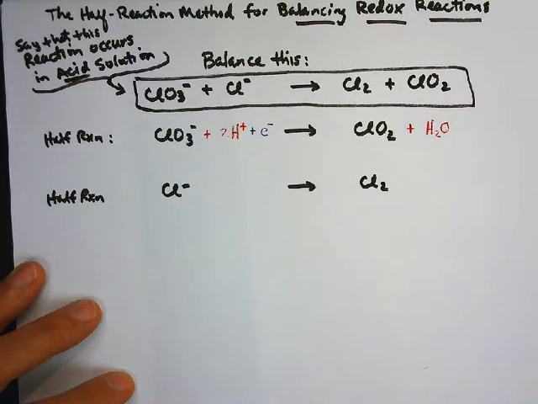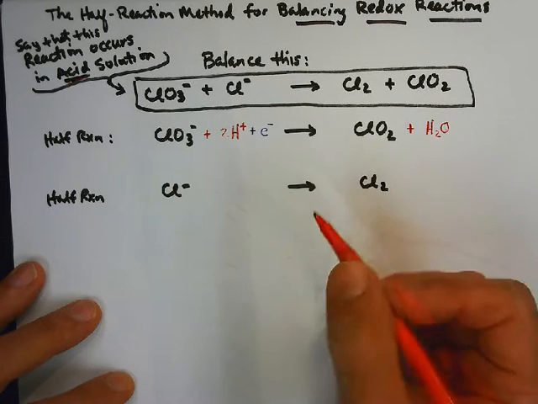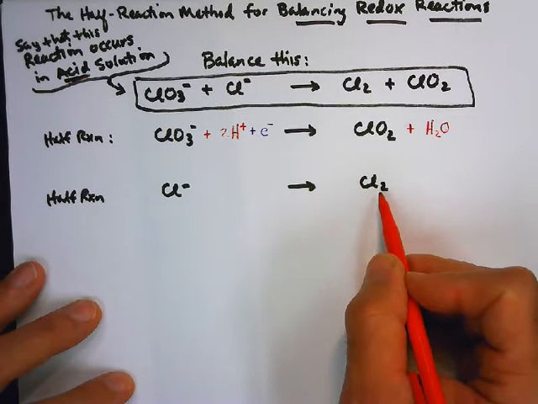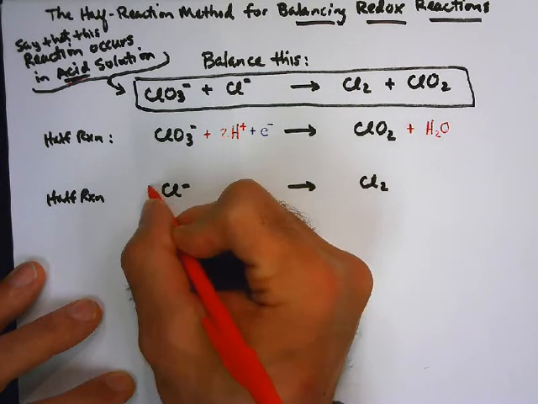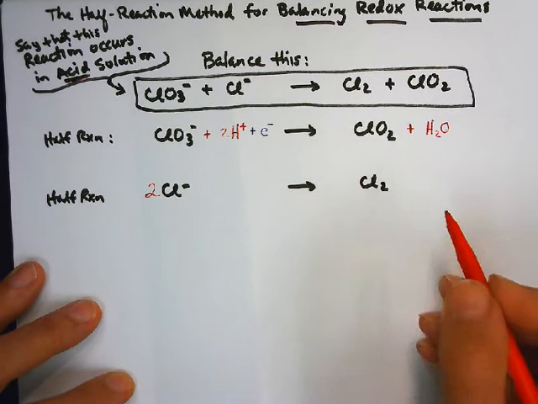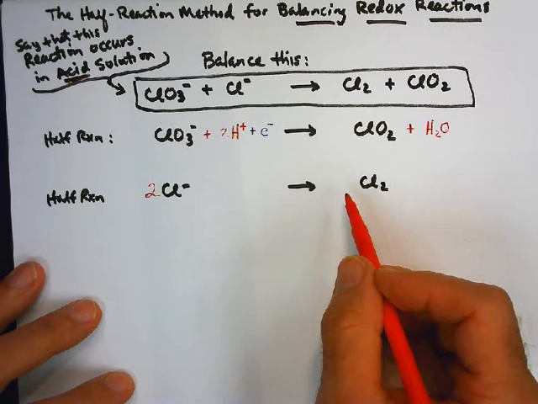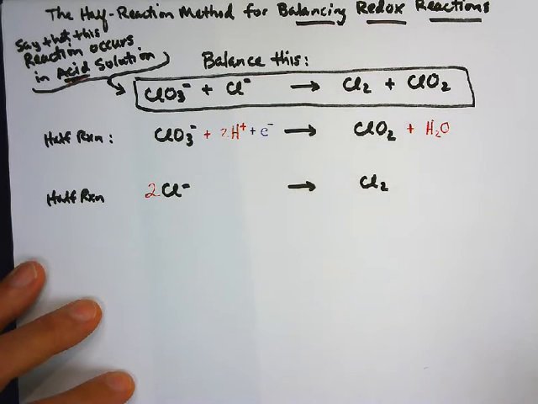Now let's look at the other half reaction. In this case, we have 1 chlorine on the left and 2 on the right. So we need to double the number of chlorines. There's no need to add water or H pluses because all the elements are balanced.